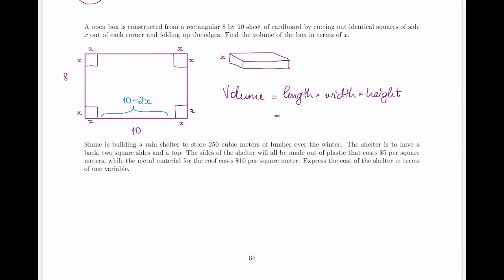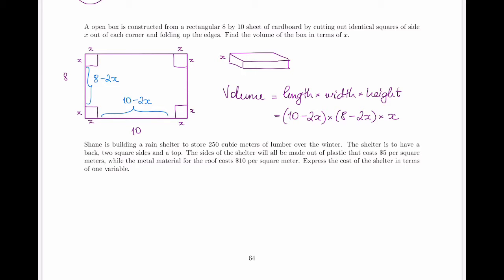And this will be the length of my box, 10 minus 2x, times the width, and the same logic holds for the width. The width of the box will be this quantity here. The whole thing was 8, and then we took out two little x's, which means that this quantity will be 8 minus 2x. So this would be my width times the height, which is formed by actually folding up these edges, so that will be x. And this is my entire expression for the volume of this box.